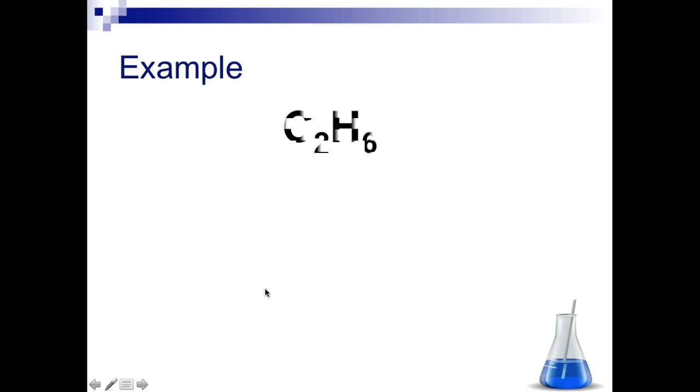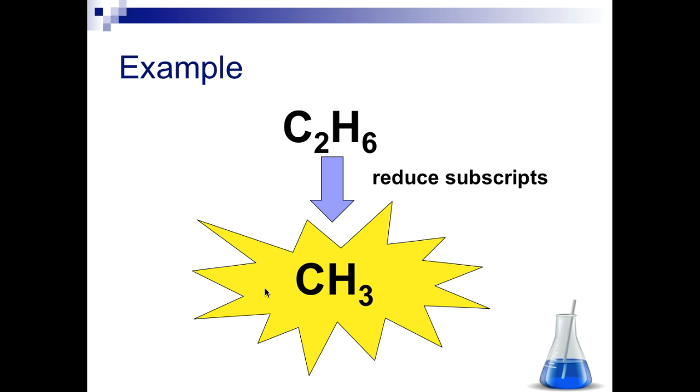Let's look at an example. What if you had C2H6? If you were to reduce this to the least whole number ratio, you would reduce your subscripts. You would be able to divide each subscript by 2, and you would get CH3.